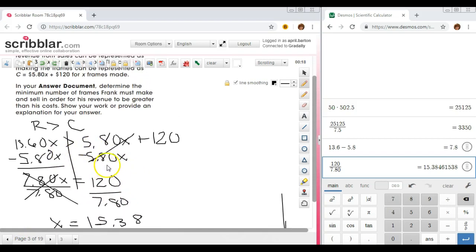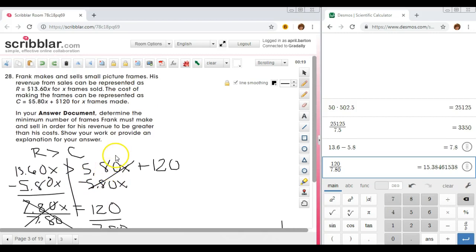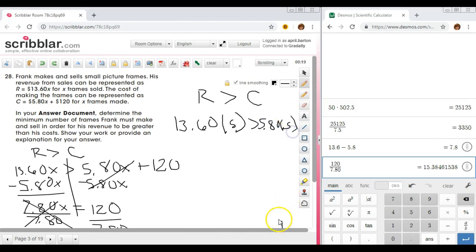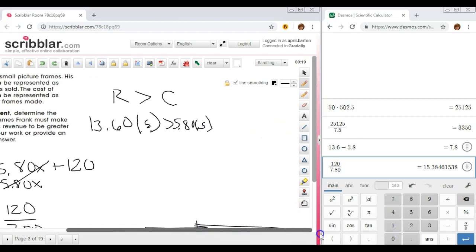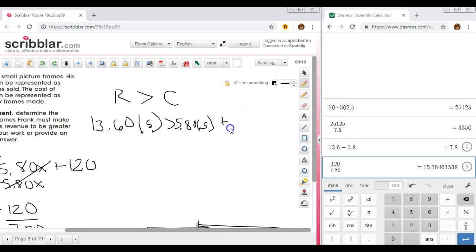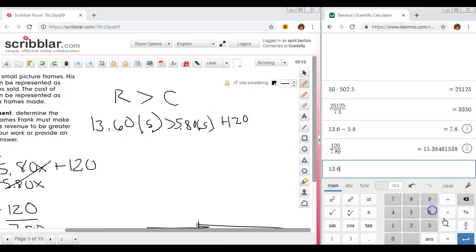Now, if you don't remember how to do this inequality setup, the second option is to literally guess and check. Revenue needs to be bigger than cost, so we're going to take revenue and say, well, I think maybe it's going to be 5 frames. And if we have 5 frames, it's going to be bigger than the cost of making 5 frames, plus 120. So we have to plug each side into the calculator to get the revenue. So if he sells 5 frames, he makes $68.